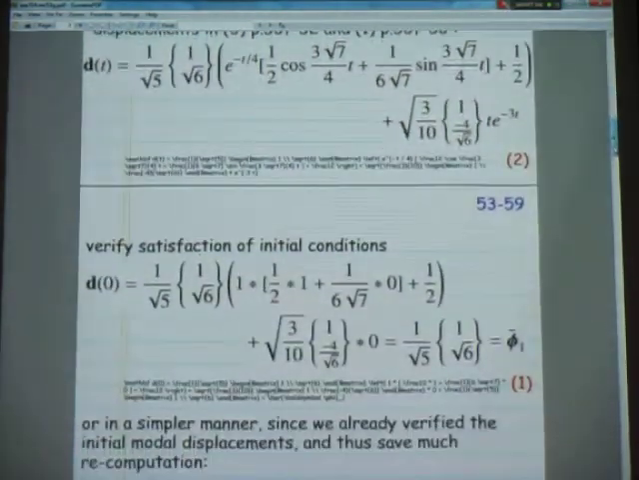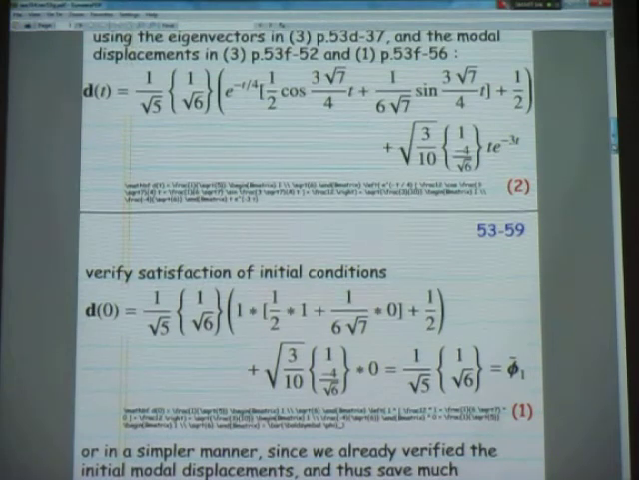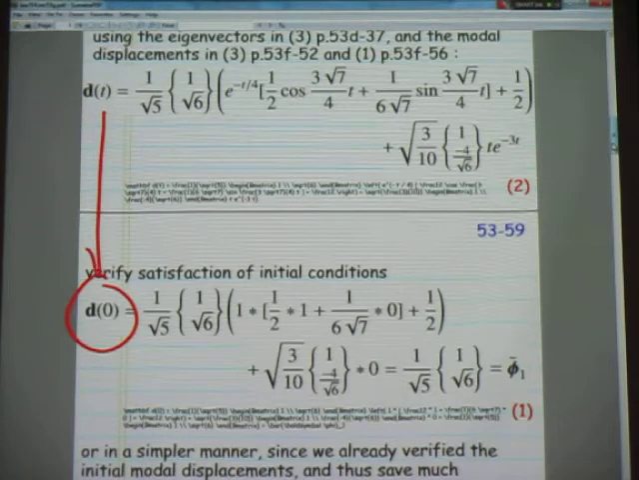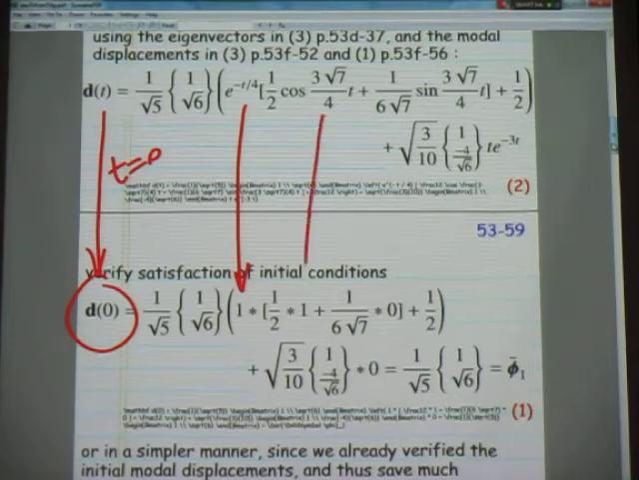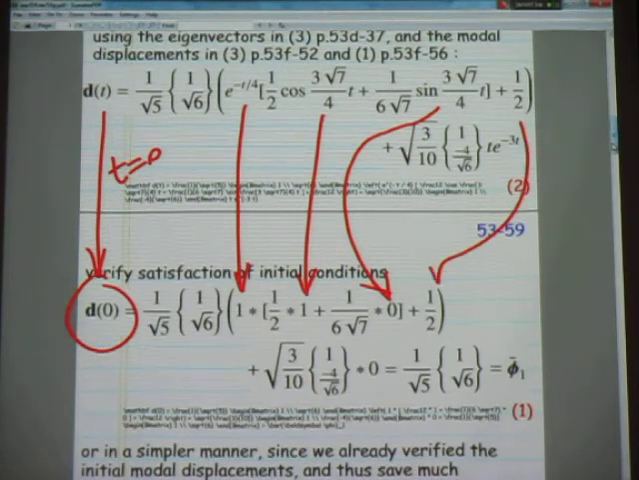Once you get the result, here I want to show you that you can verify analytically that the result satisfies the initial displacement. How? Well, you just replace t equal to 0. If you replace t equal to 0, you see that the exponential of 0 is 1, cosine of 0 is 1, sine of 0 is 0. And then the particular solution 1/2 is right here.